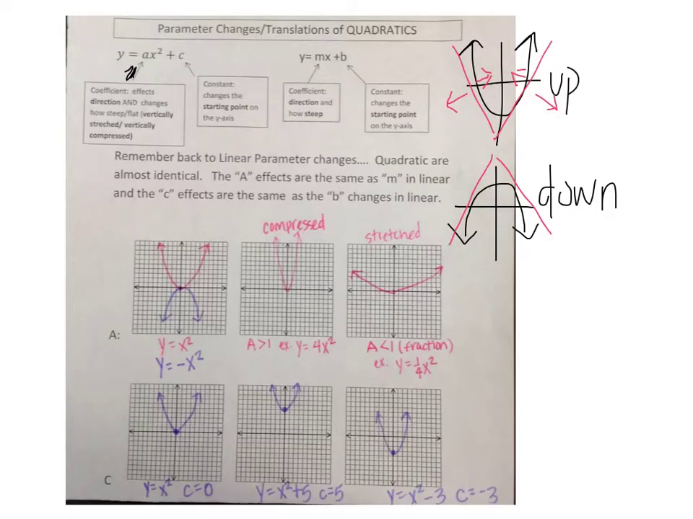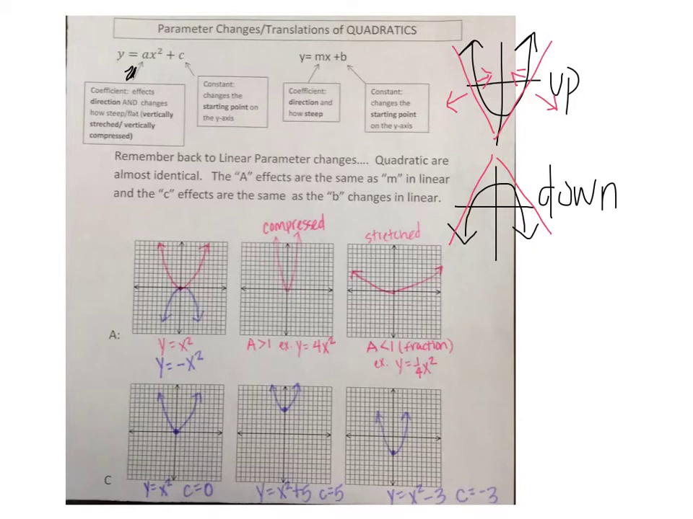Okay, so that is discussing our A, what it does. Again, positive opens up, negative opens down. If it's a big number greater than 1, it's putting a lot of pressure, so it's getting it skinny. And if it's not a big number or a fraction, it's going to really push out on it, and it's getting wider. Now let's talk about C.